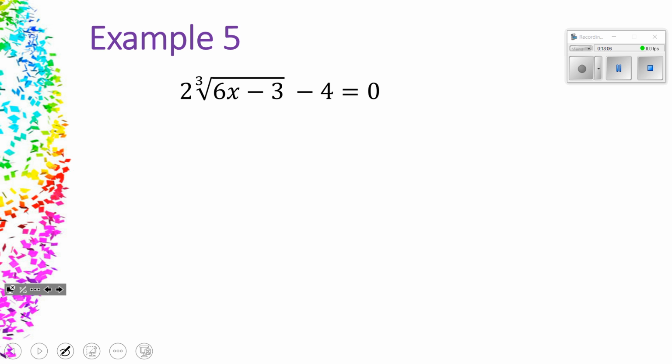So is this the same thing? Not a big deal. How do you get rid of a cube root? Yeah, raise it to the third power, or cube it. Okay? Do you still have to isolate it? Yes. So what would I do? I would move the negative 4 over, and then I would divide both sides by 2, and then I would cube both sides. So try it.